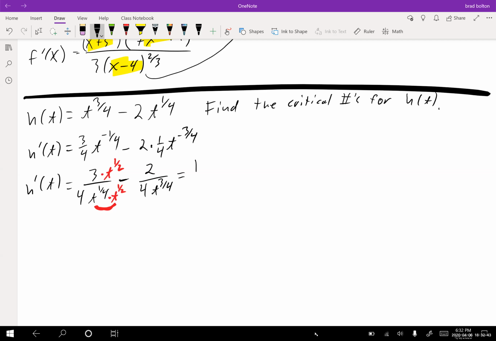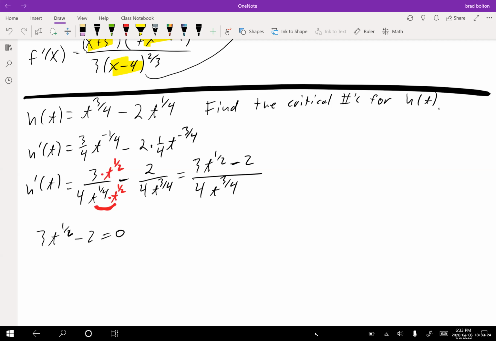So this is now going to become h prime of t. Oops, sorry, I already wrote that. So this will become 3t to the 1/2 minus 2 all over 4t to the 3/4. So 3t to the 1/2 minus 2 over 4t to the 3/4. Okay. Now we come over here and let's see here. We're going to take the numerator, 3t to the 1/2 minus 2, and we're going to set it equal to 0.